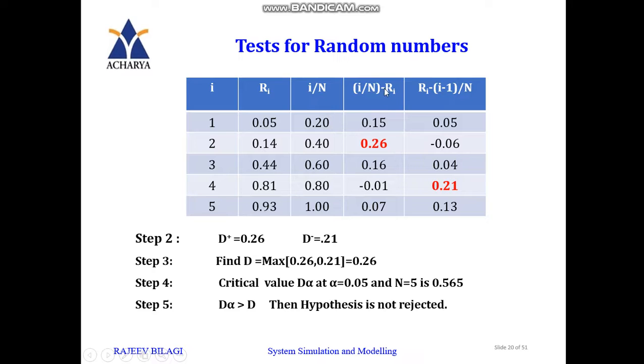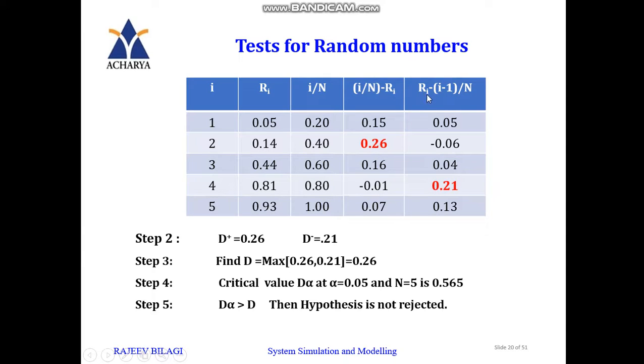Now i by n minus Ri. i by n is 0.20 minus Ri is 0.05. So that is 0.15, you will get it. So 0.40 minus 0.14 will get 0.26. Like this, you find out the values of D plus. Now out of this, the maximum value, I am going to get as 0.26.